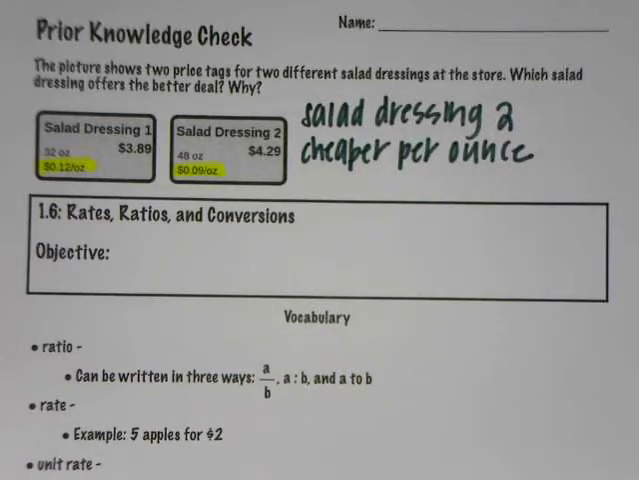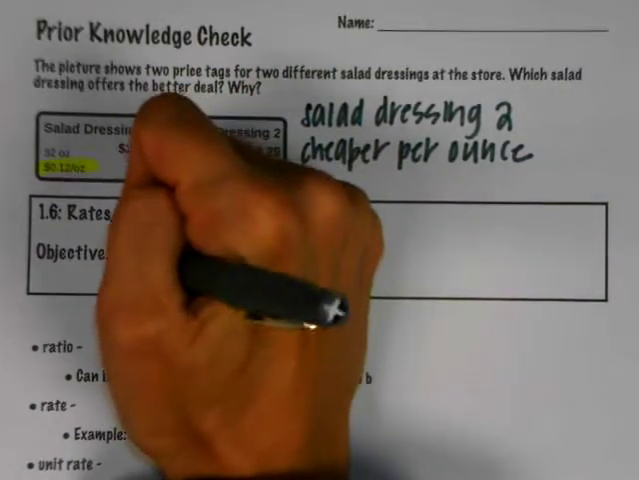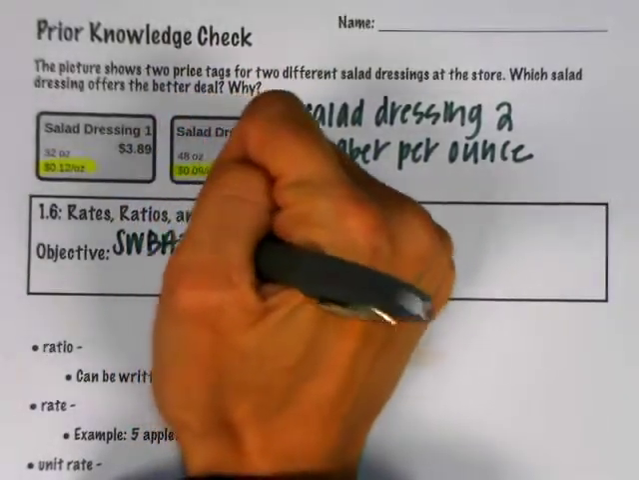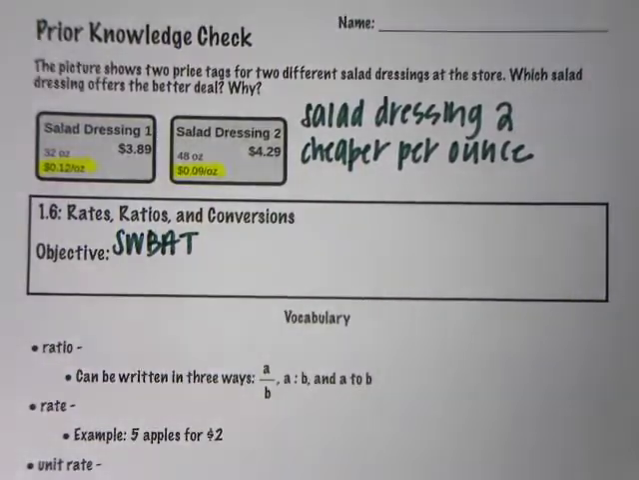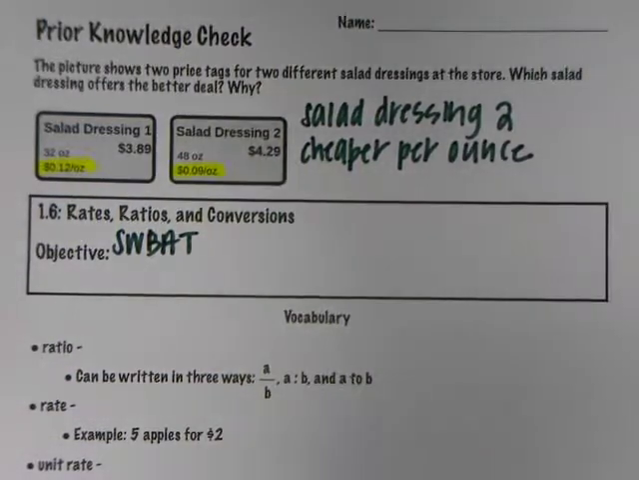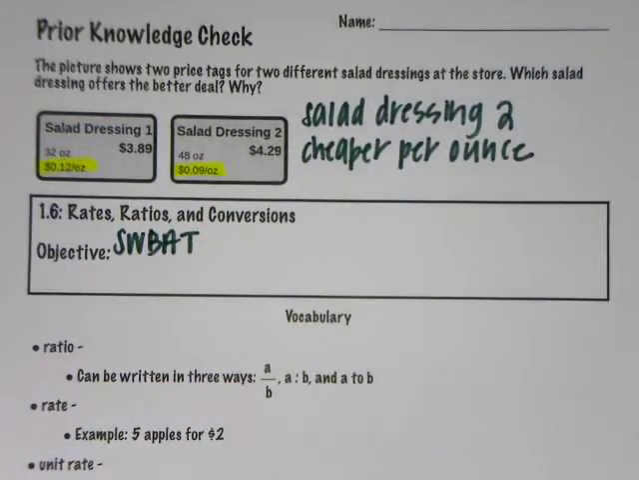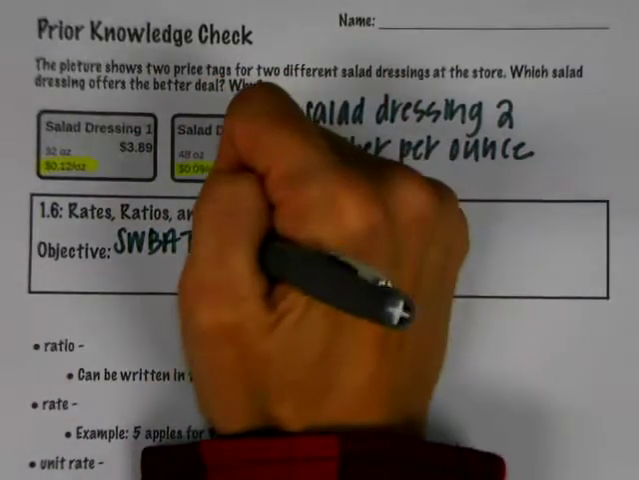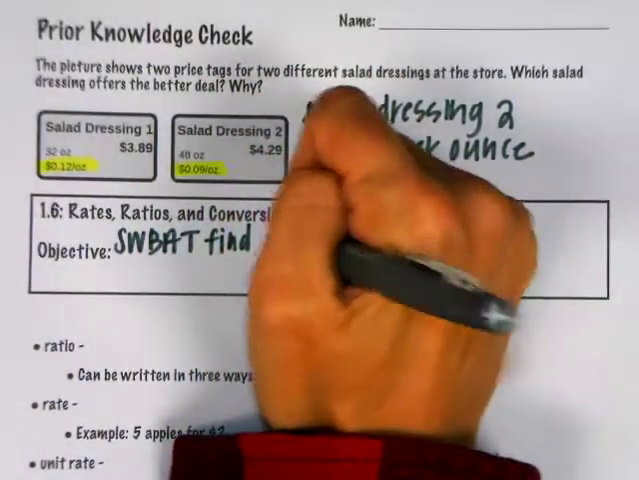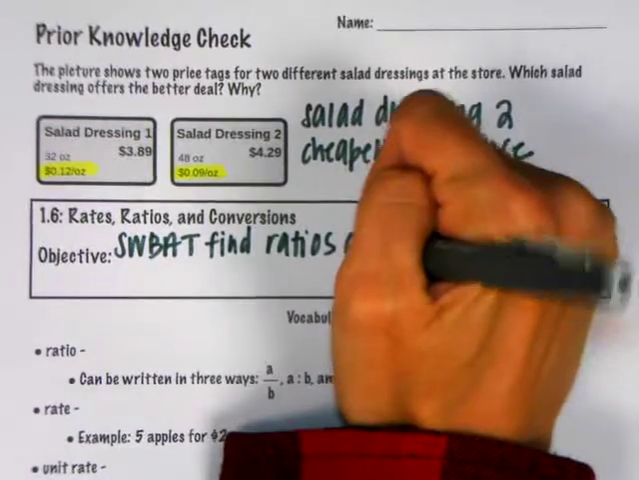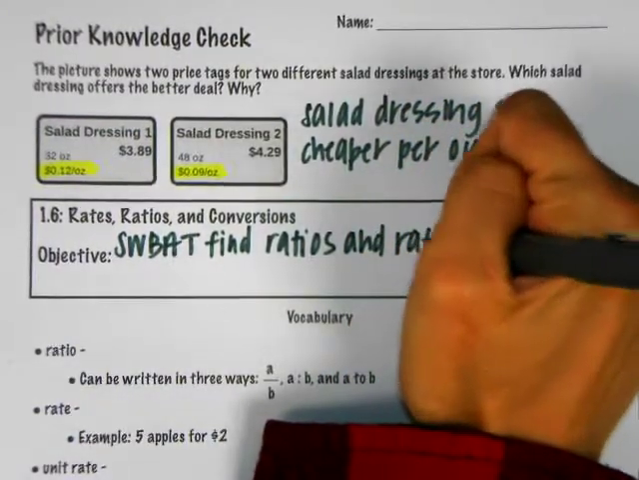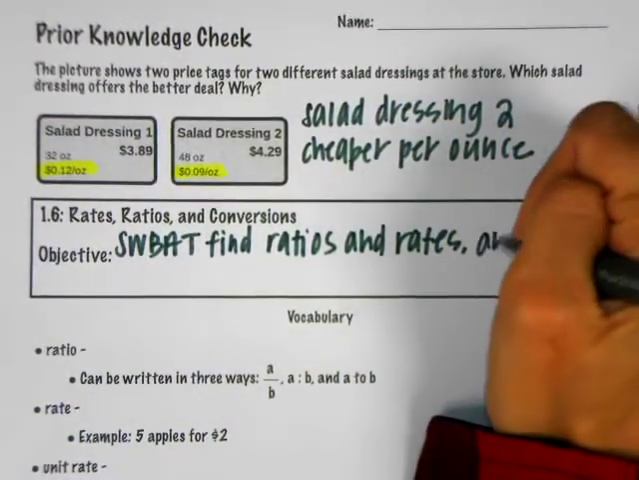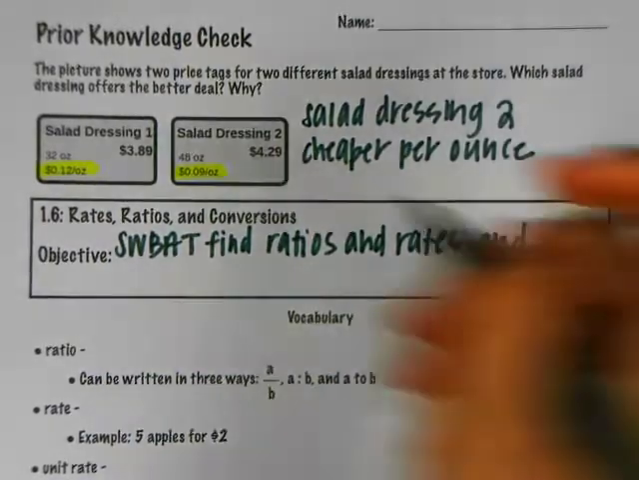All right, so this is rates, ratios, and conversions. Your objective is students will be able to find ratios and rates and convert units and rates.